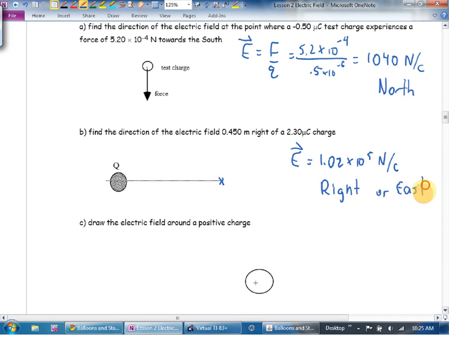Depending on what they said. But, well, they said to the right in the question. So to the right. What would the direction of the electric field be right there? Which way would a positive want to move if it could? To the left.